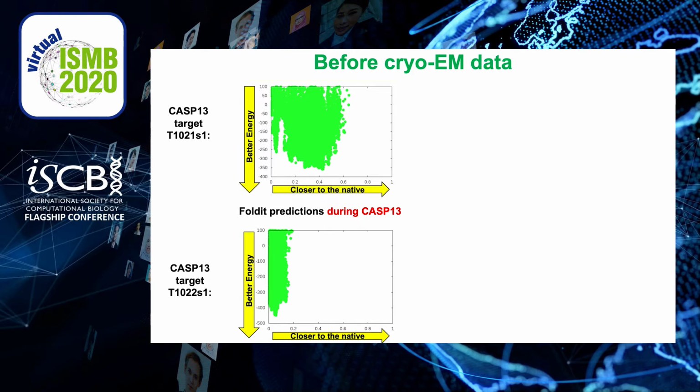These two puzzles were run during CASP, and you can see that they got nowhere near the native. So native would be somewhere over here, and the closest Foldit models for this one were very far away, and these ones were nowhere near, completely different fold.